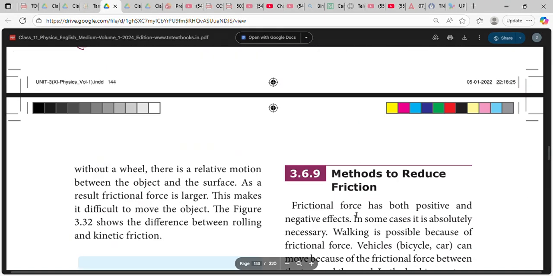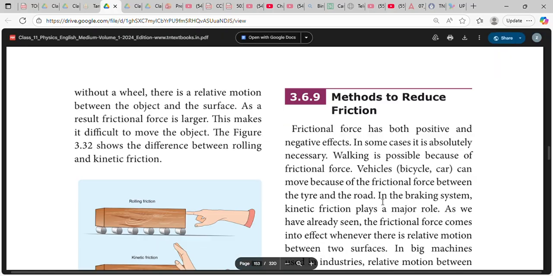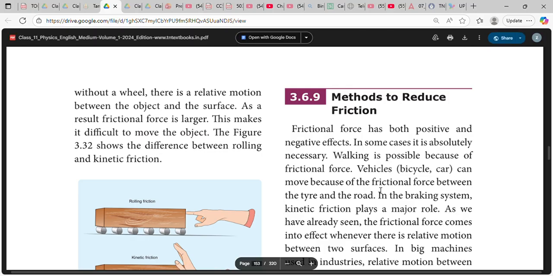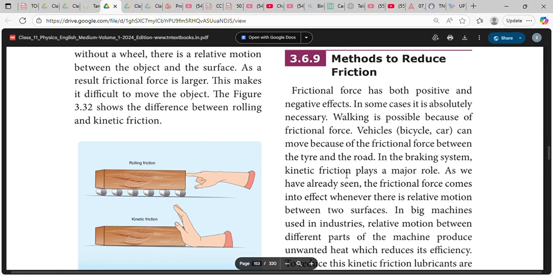Methods to reduce friction. Frictional force has both positive and negative effects. In some cases, it is absolutely necessary. Walking is possible because of frictional force. Vehicles, bicycles and cars can move forward because of the frictional force between the tire and the road. In the braking system, kinetic friction plays a major role.